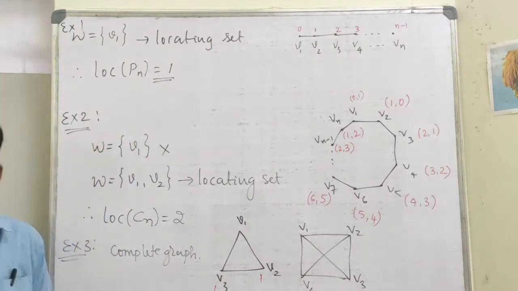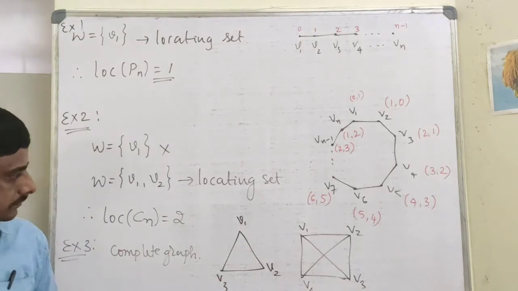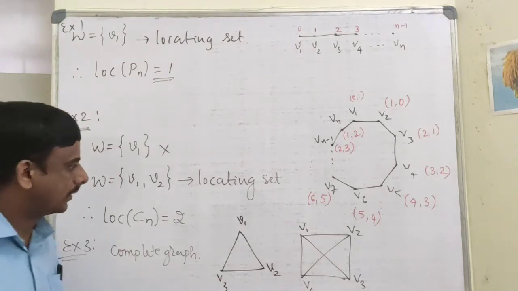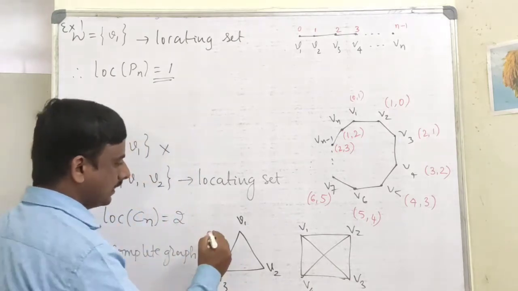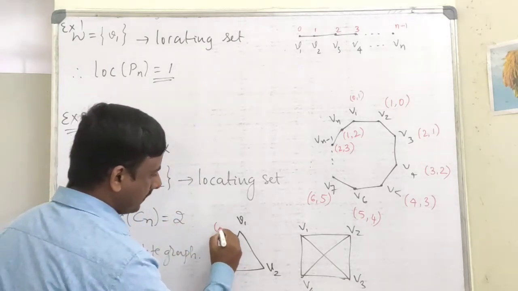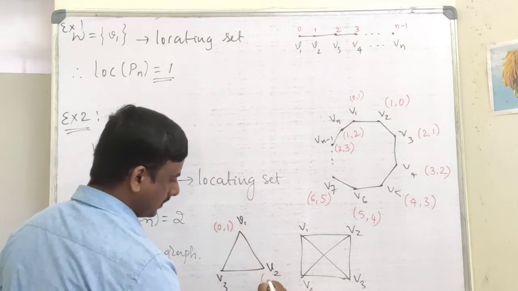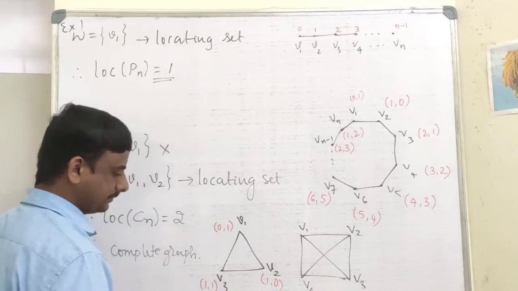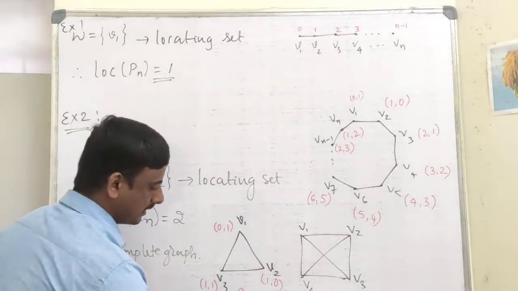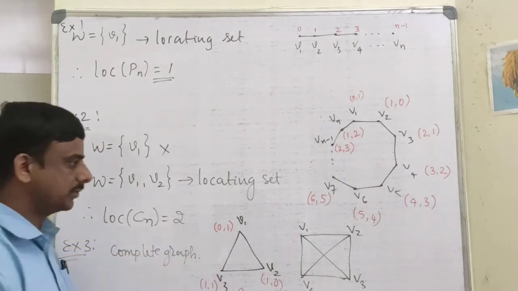That is not possible, so I have to take at least 2 vertices. V1, V2, for example, then this gets code 0, 1, this gets code 1, 0, and this gets code 1, 1. So in the case of K3, the complete graph on 3 vertices, the location number is 2.